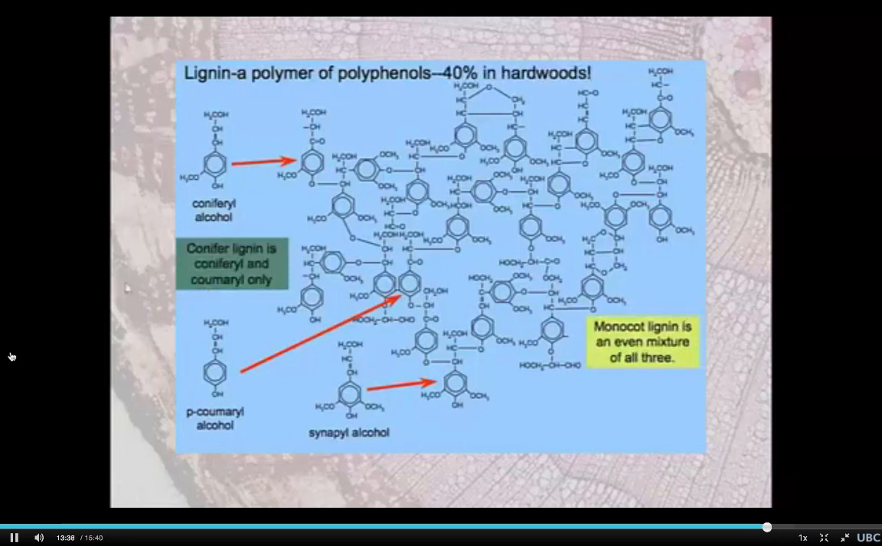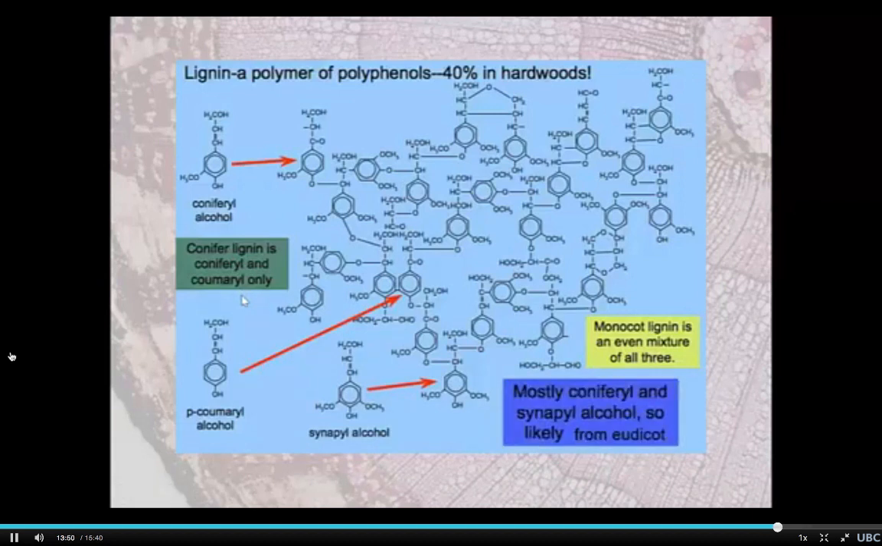Something kind of interesting, coniferyl alcohol is found in conifers. That's not a big shock. And so you can sometimes tell what kind of wood you're looking at based on the proportion of these different alcohols. So for example, conifer lignin is made up of coniferyl and coumaryl only. Monocot is an even mix of all 3, and then coniferyl and sinapyl alcohol are mostly common in eudicots. So that's what this is. So it's probably eudicot lignin.